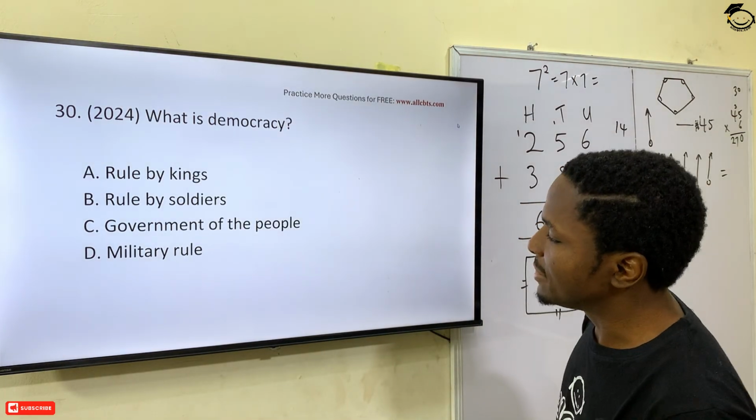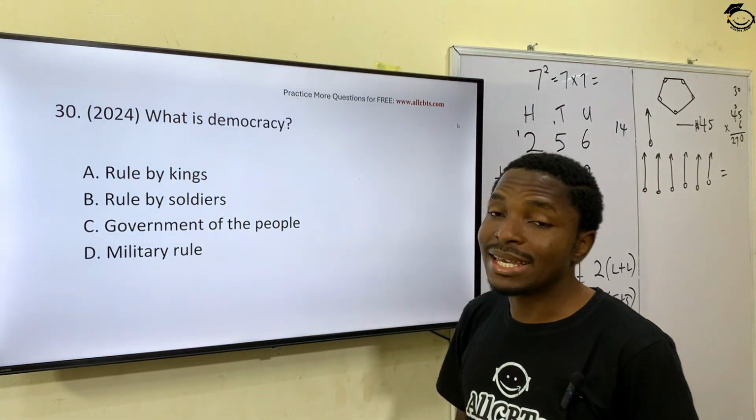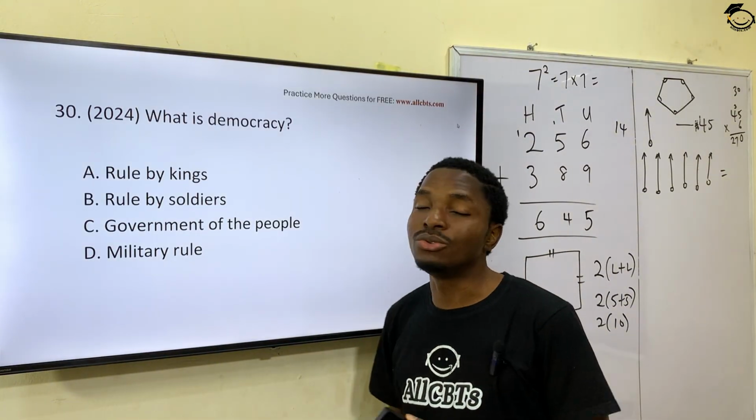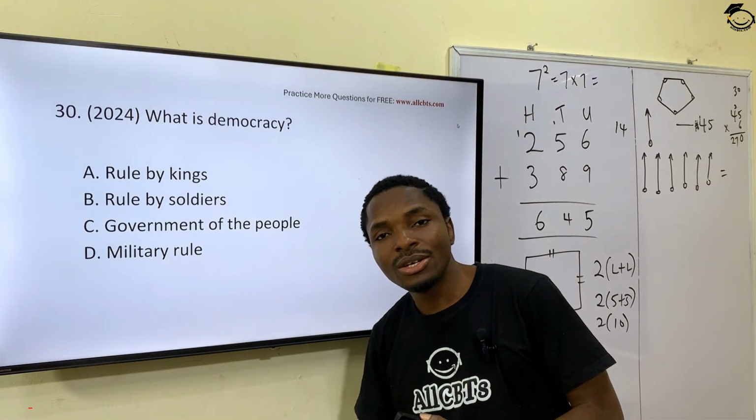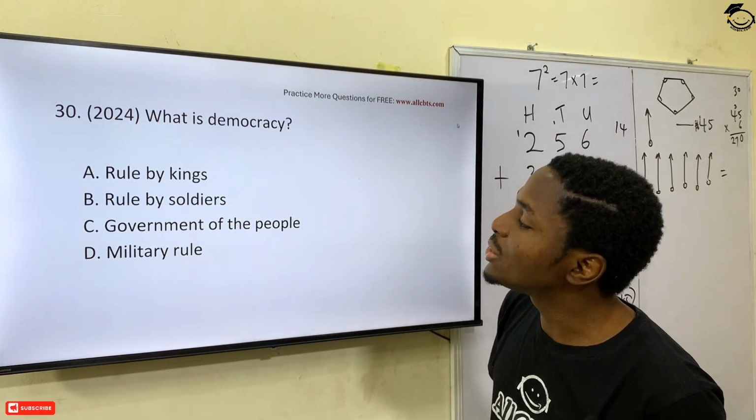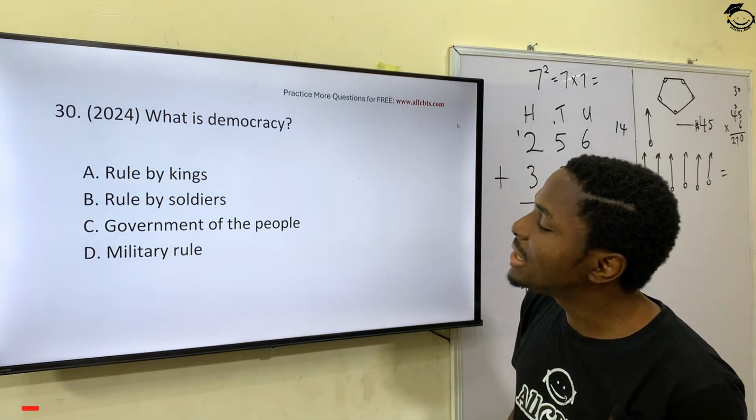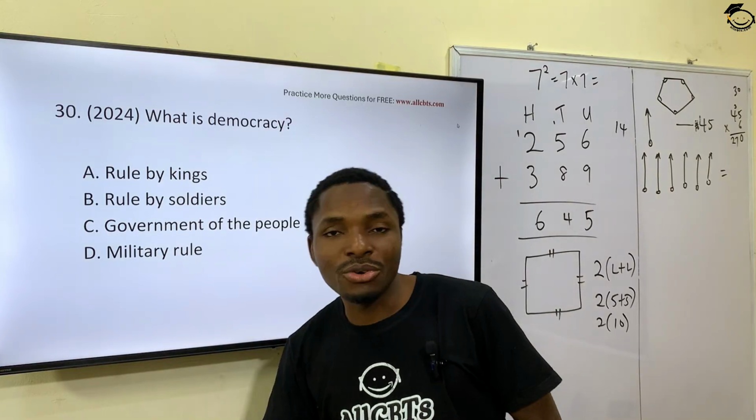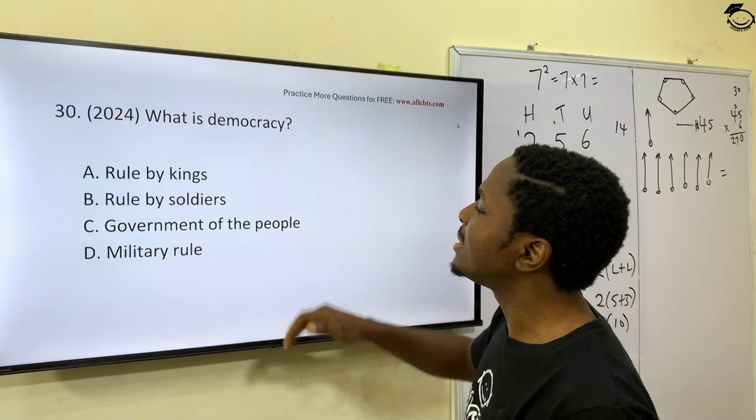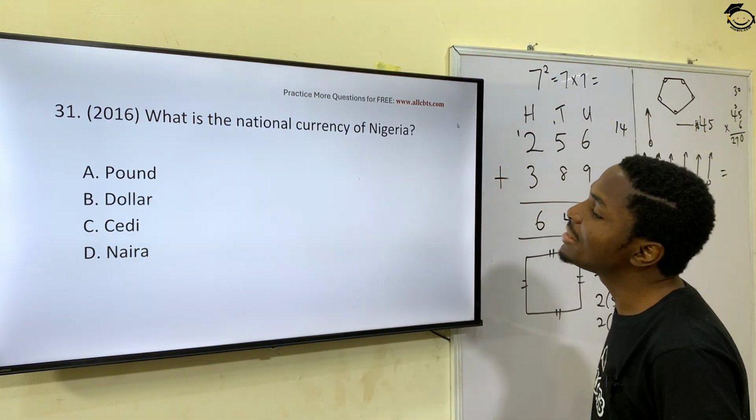And 30. What is democracy? From these definitions here, it says rule by kings. No, that's, I think, monarchy. When kings rule, kings are called monarchs. So the rule of kings will be monarchy. You have rule by soldiers. That will be what? Military rule. And then you have government of the people. That's what? Democracy. Government of the people, by the people, for the people. So that's C.